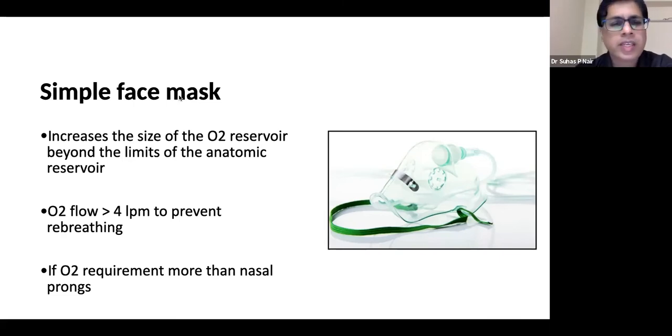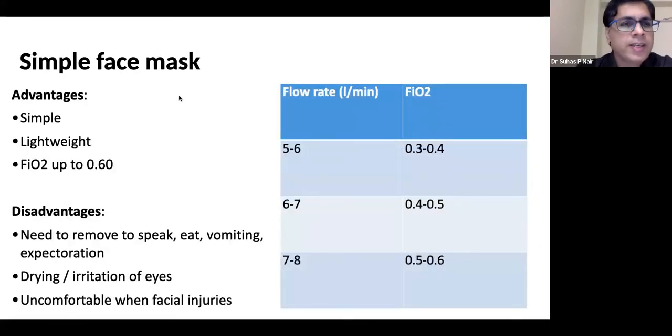So it is used when nasal prongs are insufficient. It is simple to use, lightweight, and it gives a FiO2 of around 0.6, depending upon the flow rate and the patient's respiratory drive.